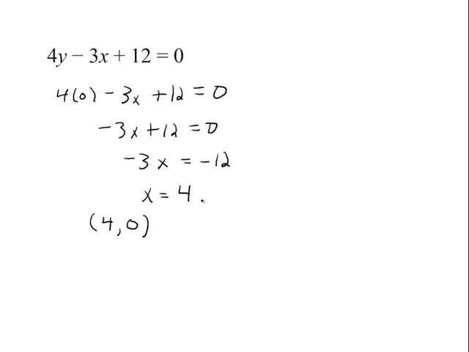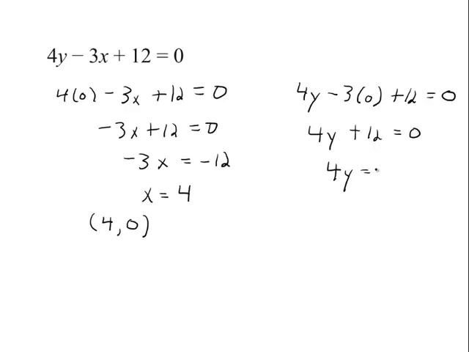To get the y-intercept, we let x be 0. So this becomes 4y minus 3 times 0 plus 12. This becomes 4y plus 12 equals 0. Subtract 12 from both sides. We're left with 4y equals negative 12. Dividing by 4, y is negative 3. So the y-intercept is 0, negative 3.